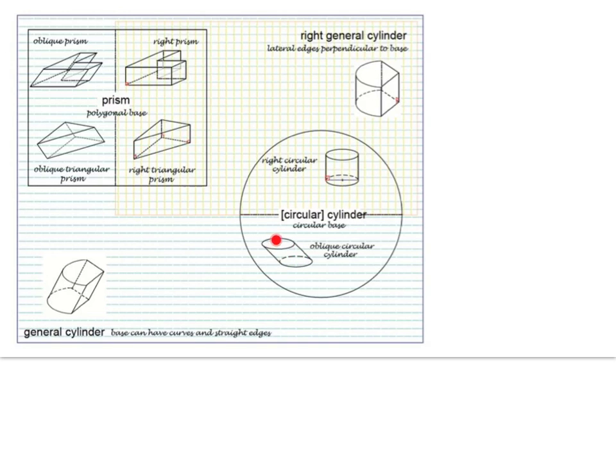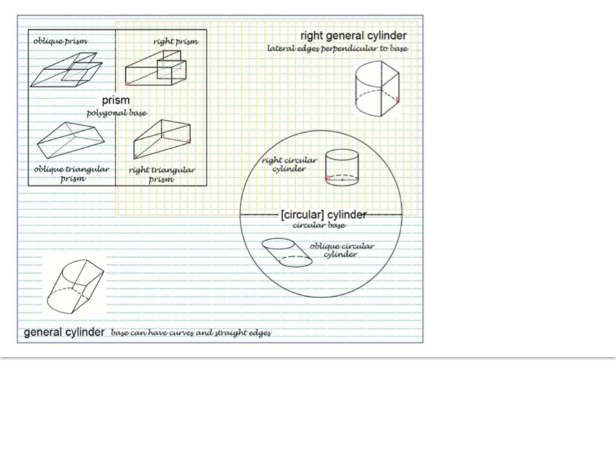Oblique circular cylinder, oblique prism, right triangular prism, oblique triangular prism. These have right edges, these do not. Okay, it's a really good graphic organizer.